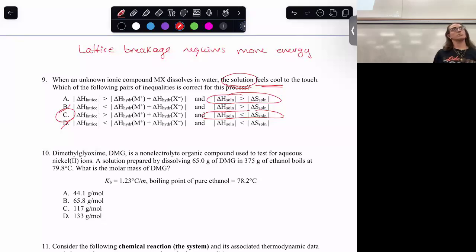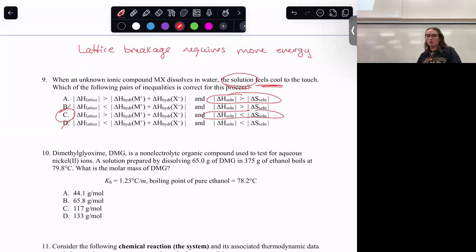Yes. It's mostly just the solute, but water also needs to be broken. Yep. Right, and you're just forming a solution, and so that's always going to increase your entropy. That's always going to be bigger than the rest. Is the delta H of lattice always greater than the delta H of hydration?